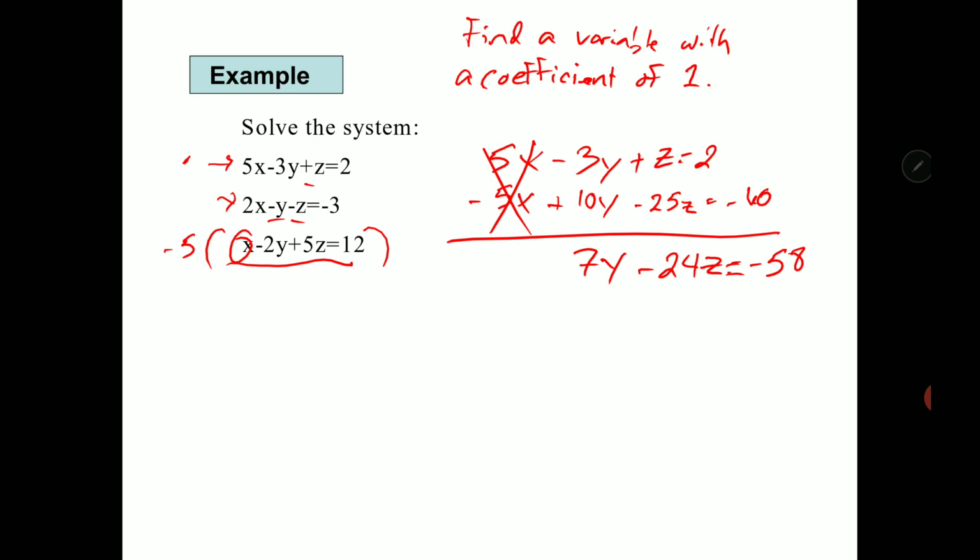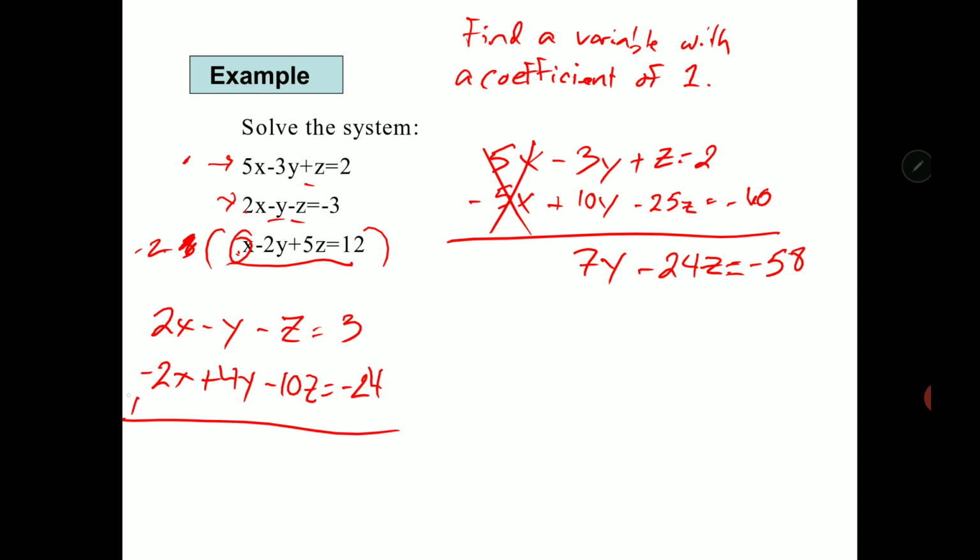All right. Then I'm going to use this equation again to get rid of the 2 there. So instead of -5, I'm going to multiply by -2. So I'm going to bring it down here. 2x minus y minus z equals -3. Everything times -2 is -2x. Positive 4y. -10z equals -24. So when I add these together, the 2x's cancel. 3y minus 11z equals -21.